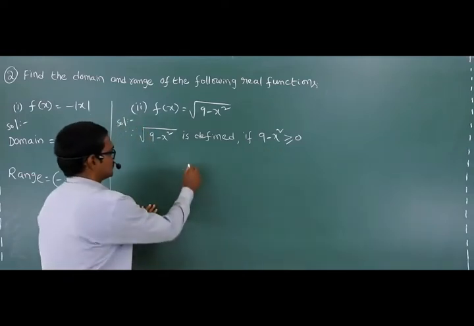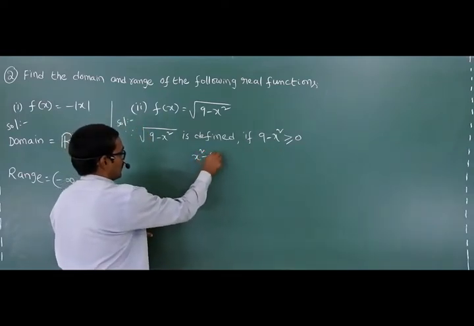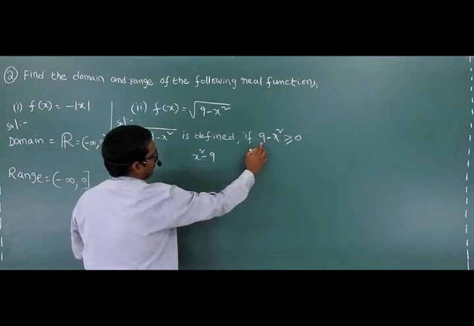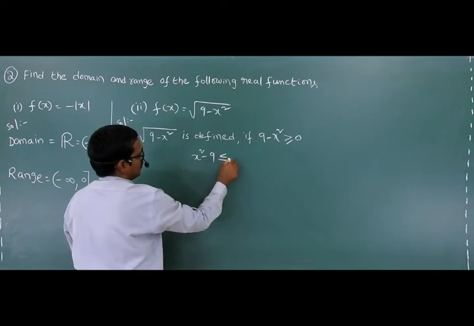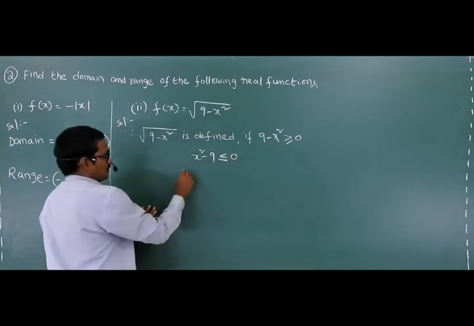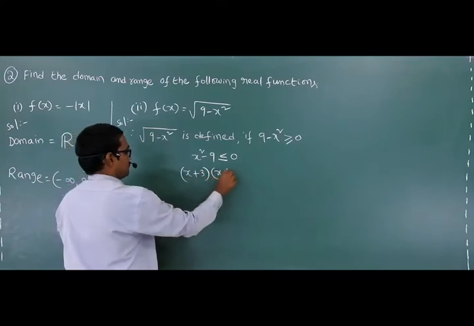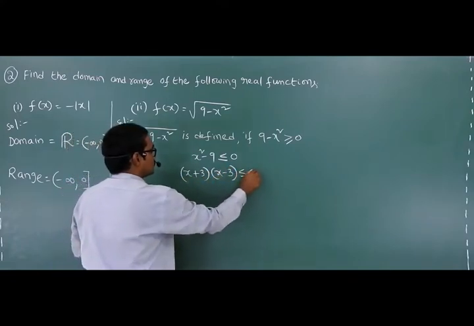Then we will get x square minus 9. If you multiply with minus 1, the plus becomes minus, and greater than or equal to becomes less than or equal to 0. And this can be written as x plus 3 into x minus 3 less than or equal to 0.